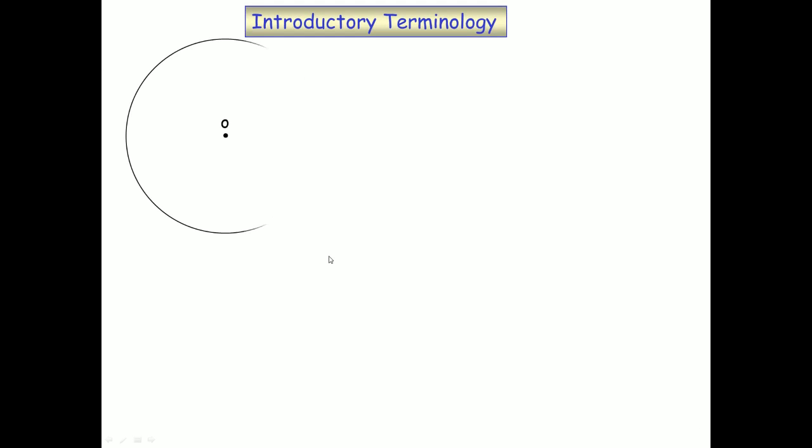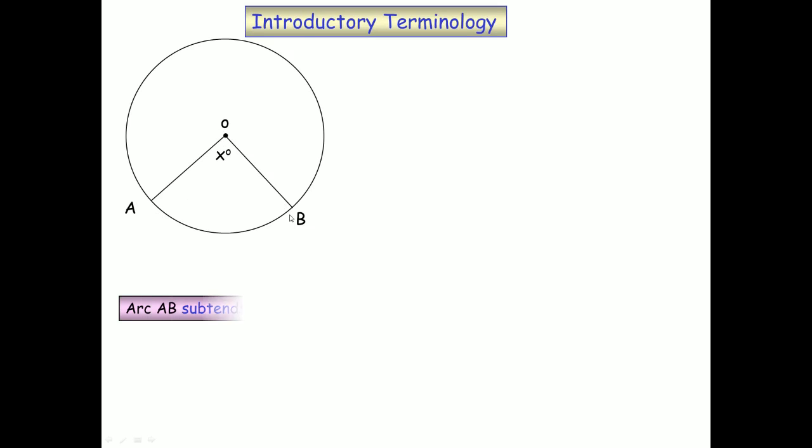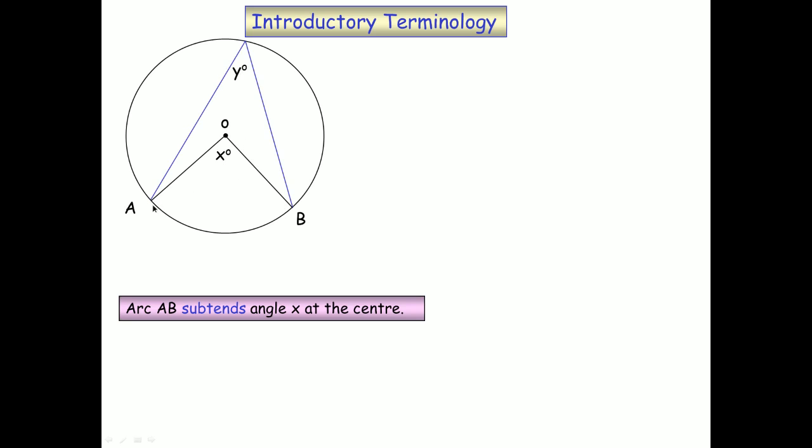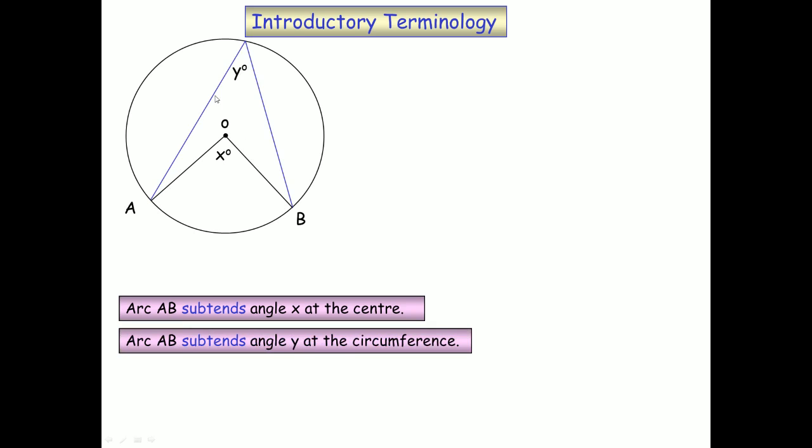Okay, let's look at some terminology. I've cut out a piece of pie here, and we say this: the arc AB subtends angle X at the center of the circle. So it's the bit that has angle X at the center. We could also say that arc AB subtends the angle Y at the circumference. So you've got an arc, you've got the name of the angle, and you've got where it goes to.